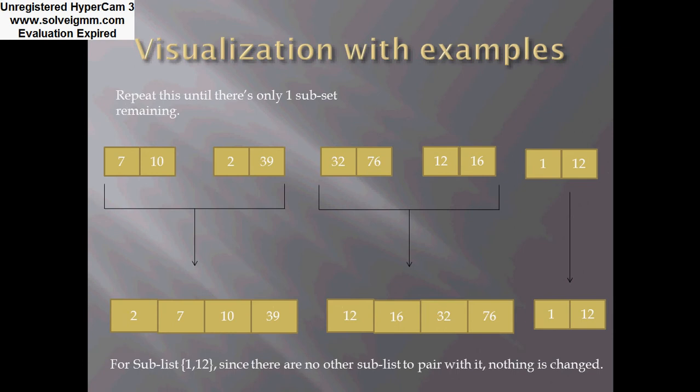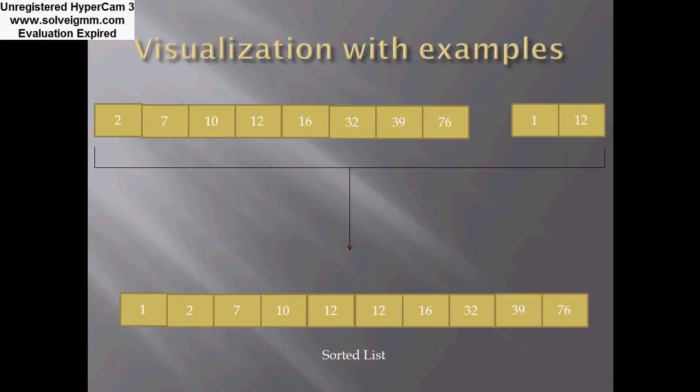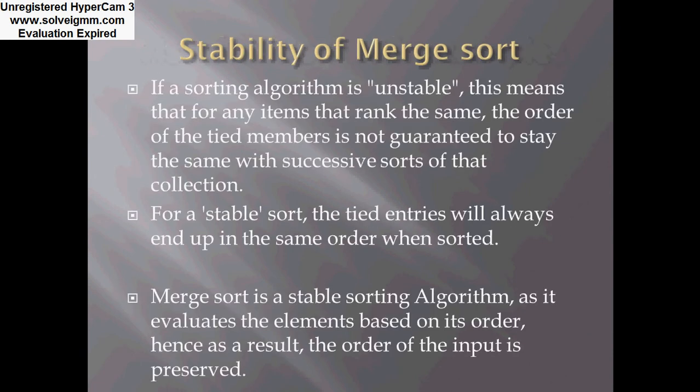This goes on. And as you can see, what happens if there are an odd number of sublists? Well, it just happens that the very last sublist would have nothing to pair with and just be passed down. It goes on and on until there's only one sublist remaining, and that is the sorted list.